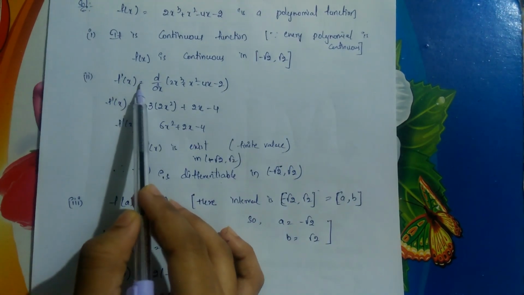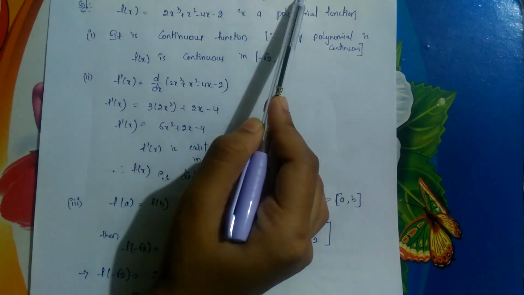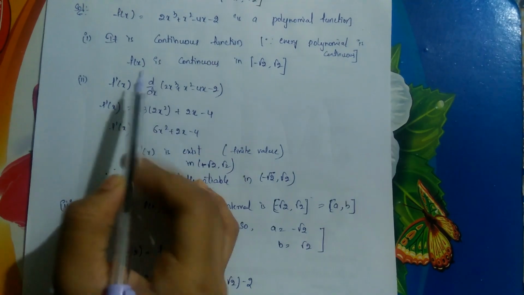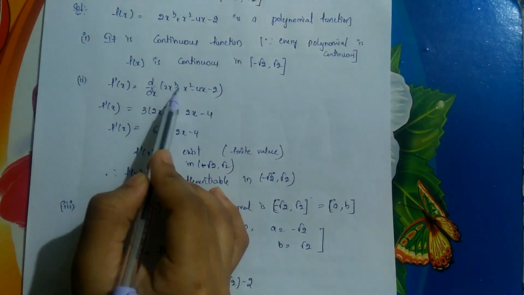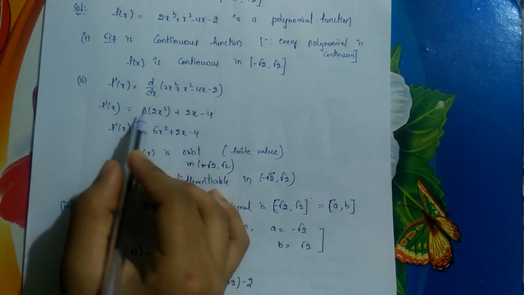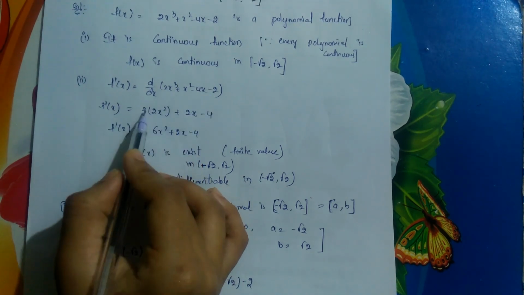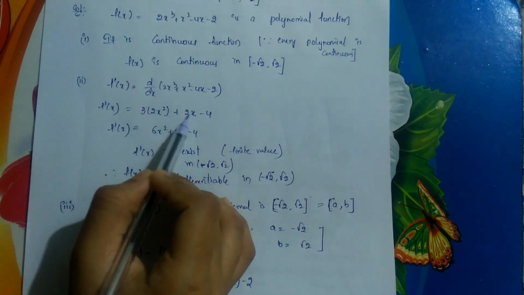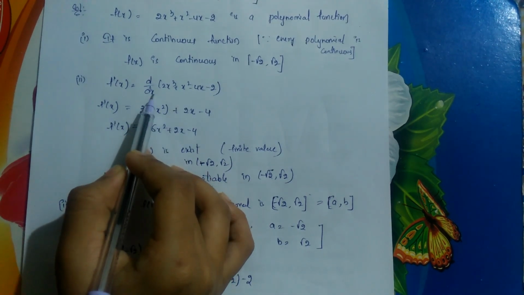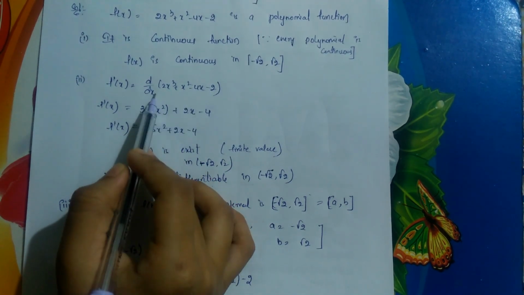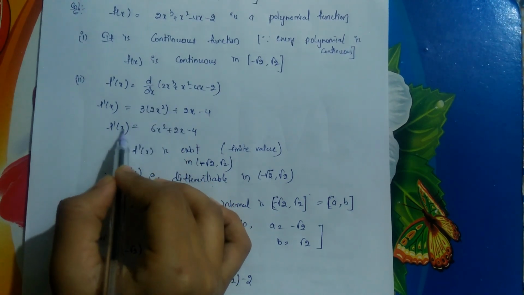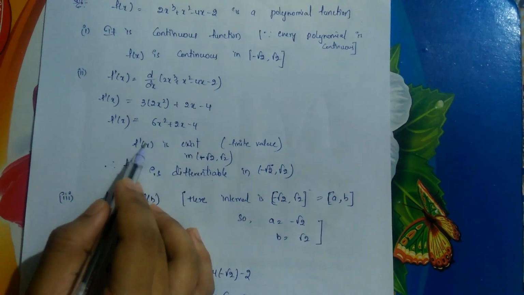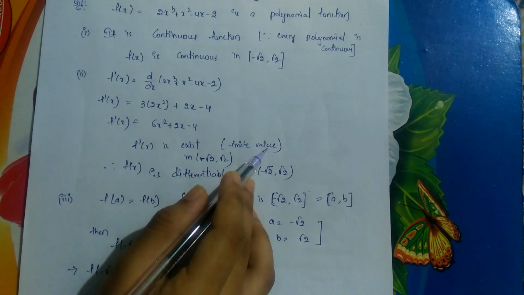So f dash of x is equal to, we have to differentiate this function f of x. So the derivative of 2x cube plus x square minus 4x minus 2 will be: 2x cube differentiation is 3 times 2x square, plus x square differentiation with respect to x is 2x, minus 4x differentiation with respect to x is minus 4, and constant differentiation is 0. So we have f dash of x is equal to 6x square plus 2x minus 4, and f dash of x exists because it has a finite value.